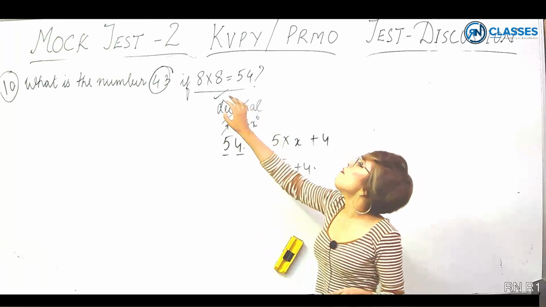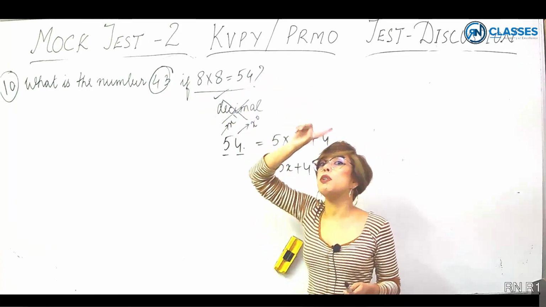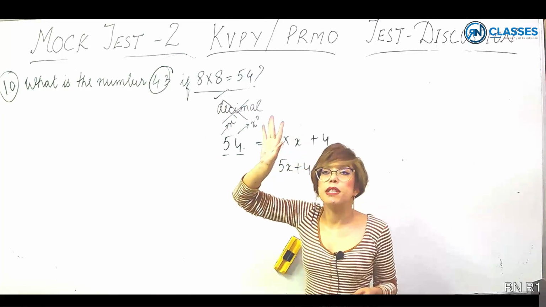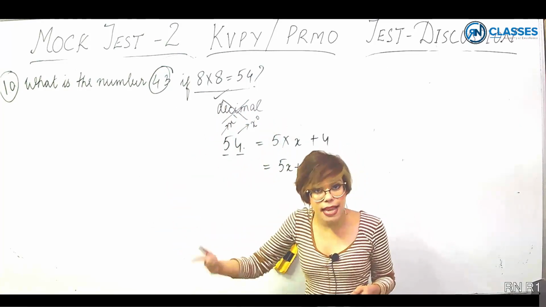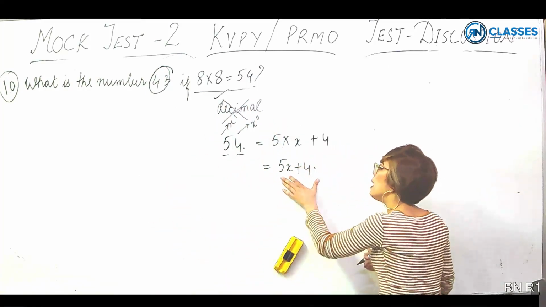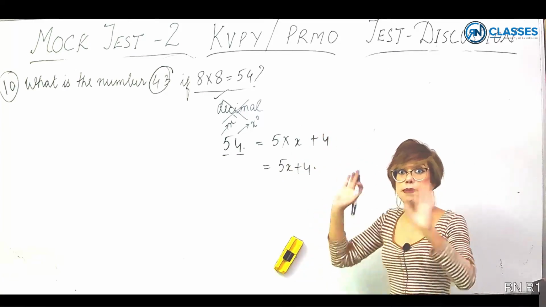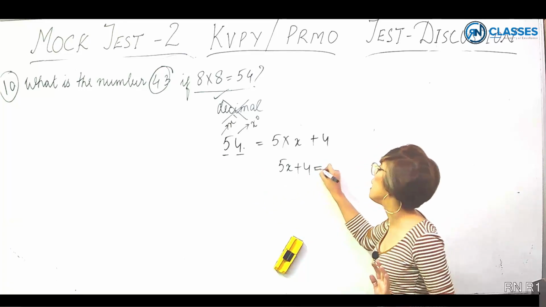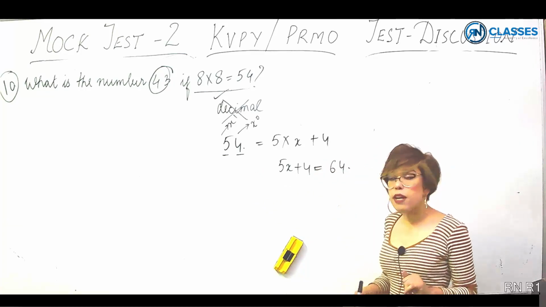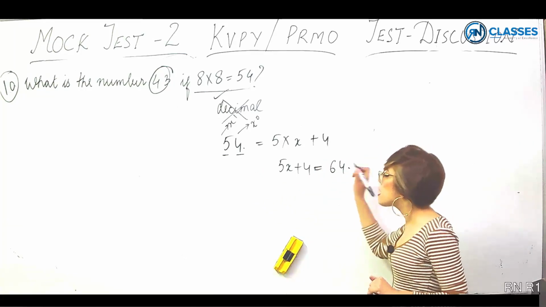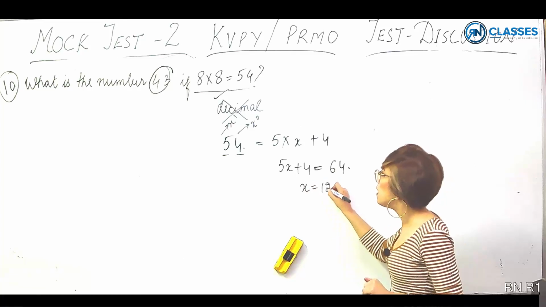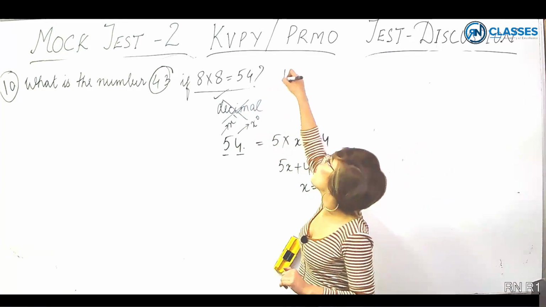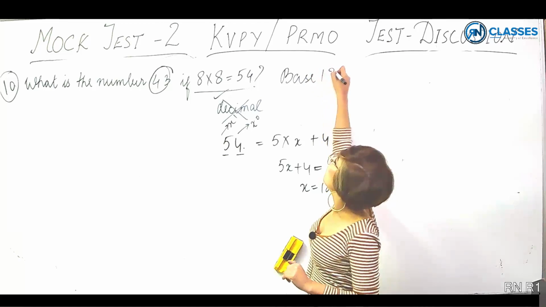Now, 8 into 8, which is equal to 64 in the decimal system, or we can say base 10, this number should have been equal to 64. Because the expanded form remains the same in all the bases. So 5x plus 4 should have been equal to 64. From here, 5x equals 60, x will turn out to be 12. That means the base that you are working in is base 12.